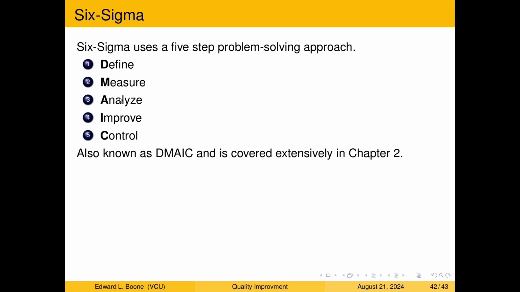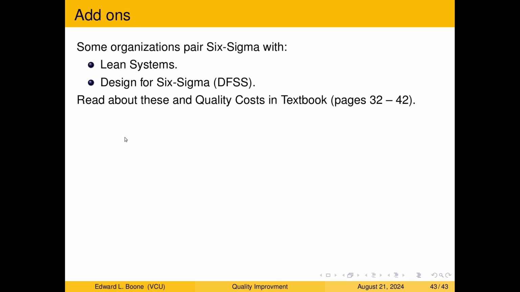You would go through this process, especially if you're going to attain one of those belts. You're going to go through this process and show that you can do this. We're going to cover this extensively in the next video, what each one of these steps are. But it's known as DMAIC. And this is the problem-solving approach that Six Sigma uses. If somebody asks you, do you know anything about Six Sigma? They're probably expecting you to know this versus the actual probability arguments.